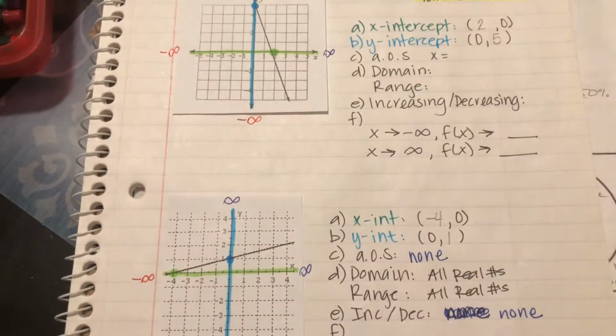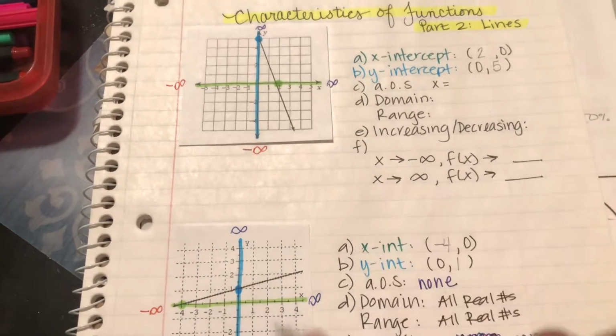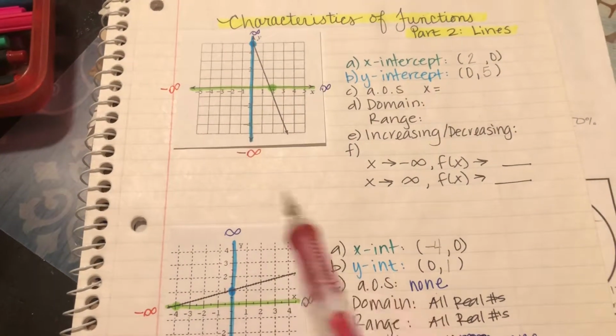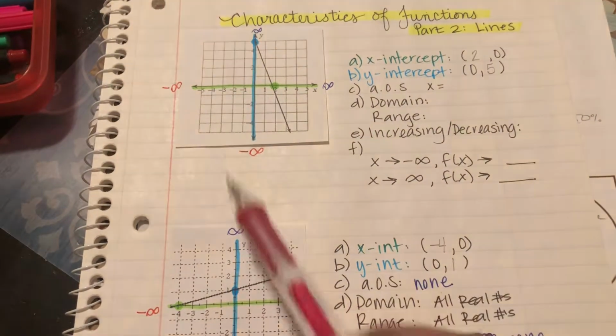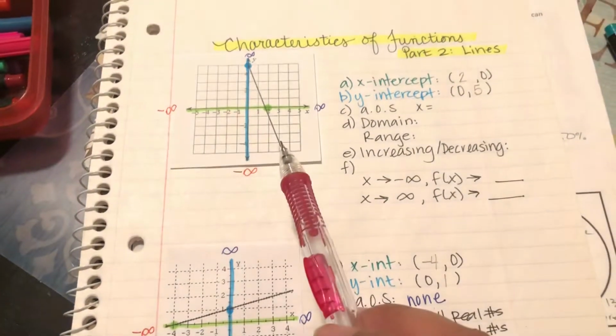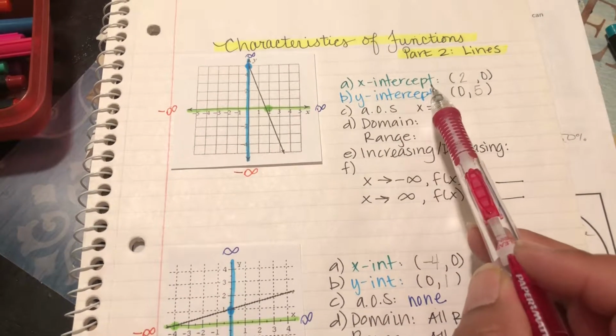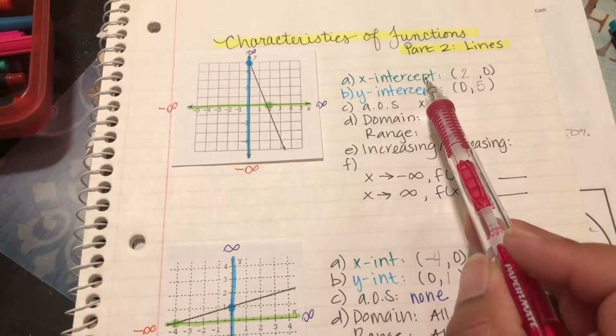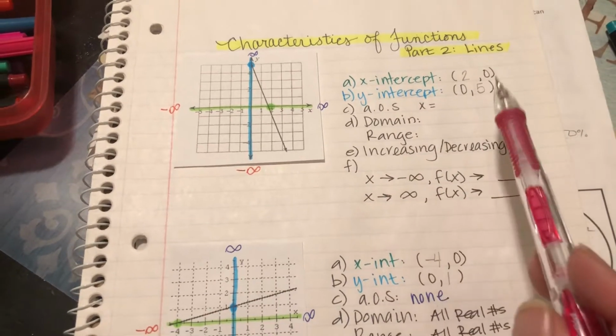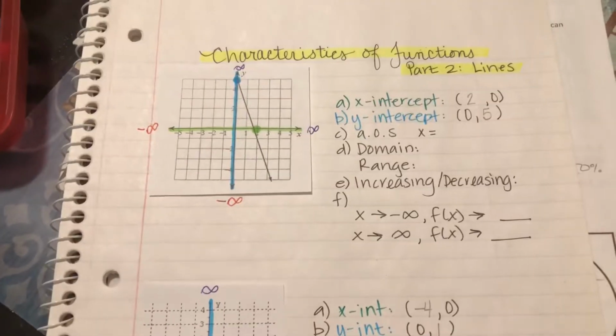Now, one thing that you guys are going to notice, the difference between the straight line and either the absolute value or the parabola is that these only have 1 of each, okay? And the absolute value or the parabola have 2 x-intercepts and 1. Here there's just 1 for each, okay?